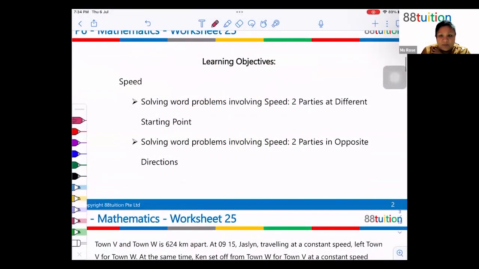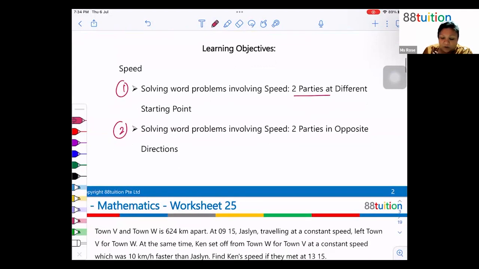Okay, so today we're gonna do... 3 more weeks to prelim oral. Okay, so today what we're gonna do is go through two types of speed. We're gonna go through two parties, different starting point and opposite direction.